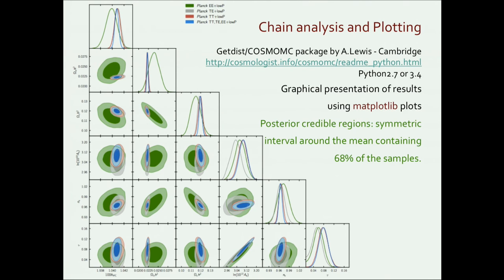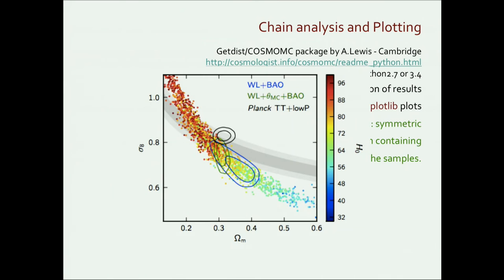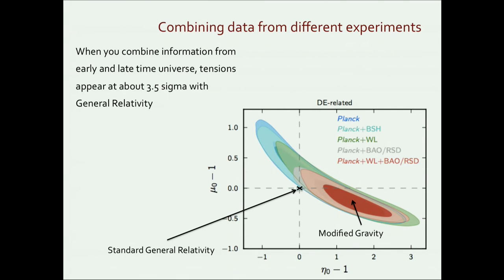Python is used instead a lot in all codes for the analysis of the chains and for plotting all the posterior credible regions. So basically, all the regions in parameter space that identify how big each parameter can be. So that's an example. That's another example of plots that we usually look at, 3D plots produced with Python. And also in combining different experiments.